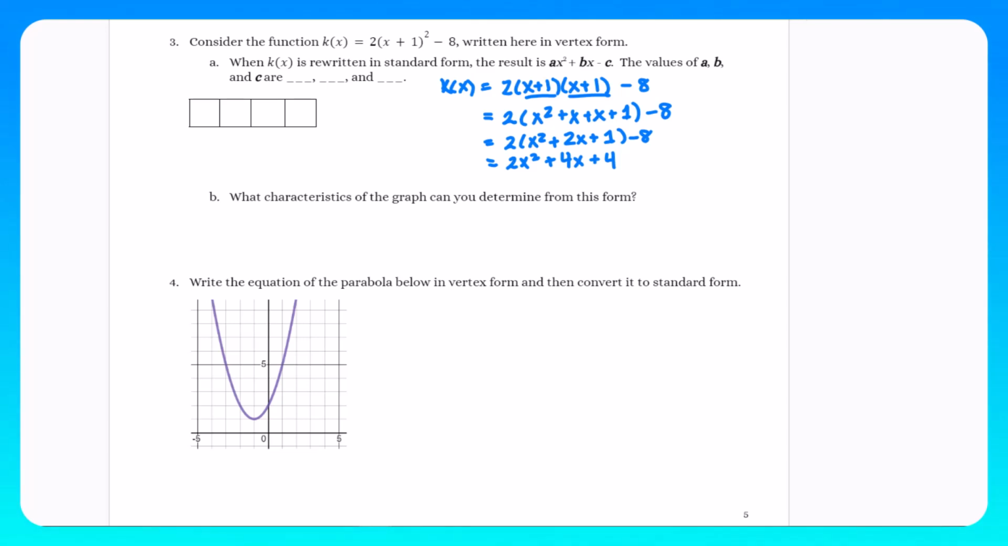Oops. 2 times 1 is not 4. 2 times 1 is 2. And now we're going to simplify it by combining the constants at the end there, and we get minus 6. Now the next part of the question is what is the value of A, B, and C?